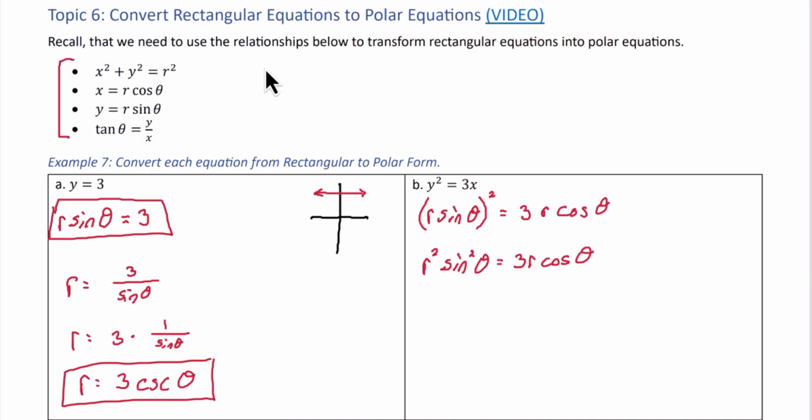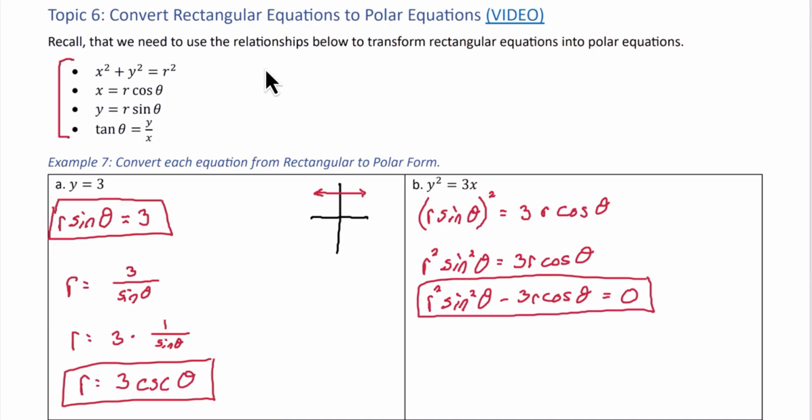And from here, let's set that equal to 0 to clean it up a little bit. r squared sine squared theta minus 3r cosine theta equals 0. Notice we have simplified a bit. We no longer have x's and y's in the equation. The equation is only in terms of r's and thetas. So again, that is perfectly acceptable.